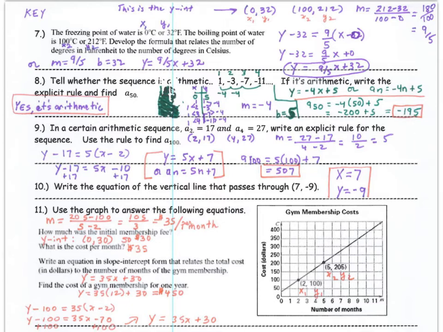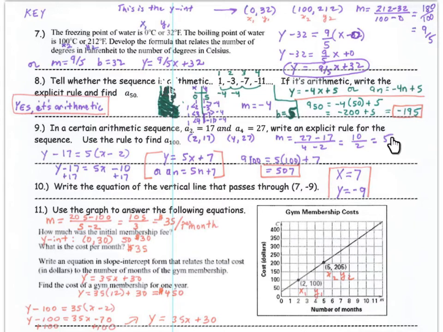All right, number 9 is a sequence problem that's a little bit different. They're giving you what's in the second position, and they're giving you what's in the fourth position. So the really easy way to do that would be simply to convert that to an ordered pair. So this one would be 2 comma 17. This one would be 4 comma 27. So we would find the slope in this case. So y2 minus y1 over x2 minus x1 gives us a slope of 5.